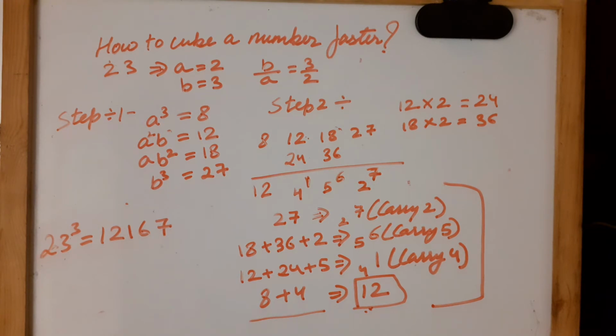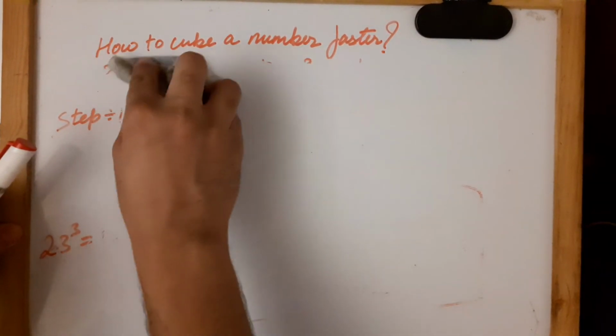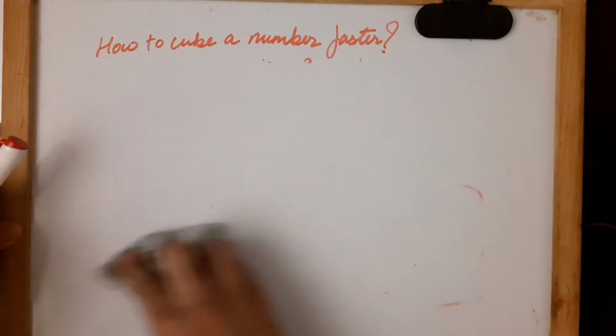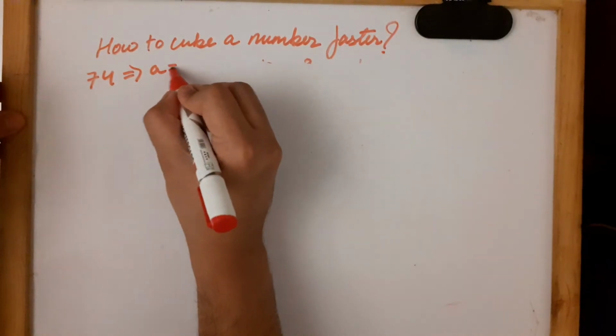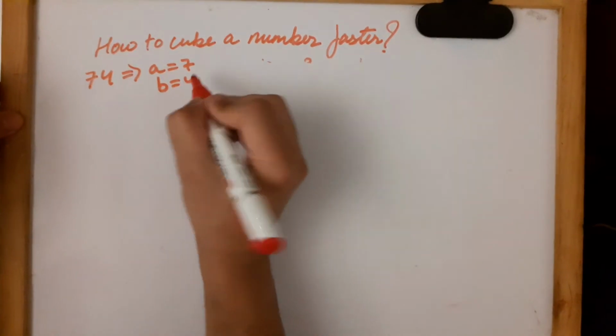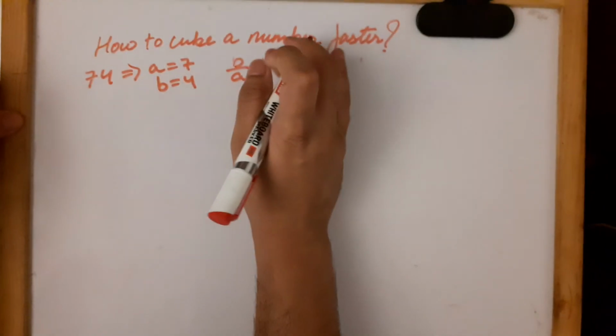Let us take 72 or this kind of thing. 74, let us take 74. I will show you how to do it for 74, then you will be able to do it. In case of 74, our a is 7 and our b is 4, and b upon a is 4 upon 7.